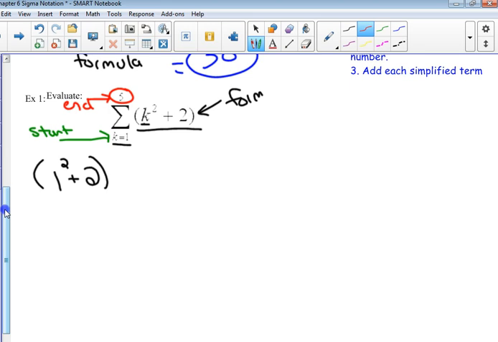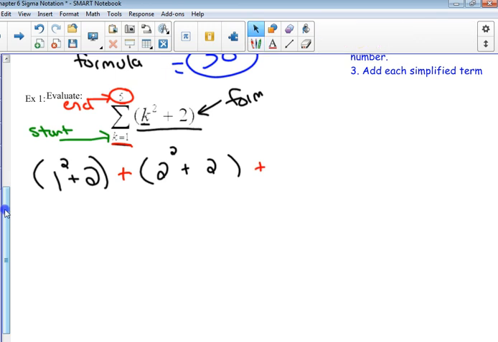Now we're going from 1 through 5. In between each of these terms, sigma means the sum of, so we're going to have to use addition. After we plug the 1 in, what do you guys think is the next one? 2. Good, Karen. So we're going to do 2 squared plus 2. Now I need another plus. What do you guys think is next? 3 squared plus 2. Awesome.